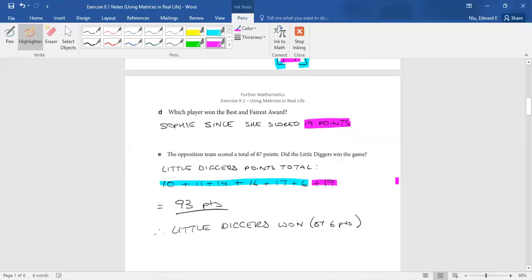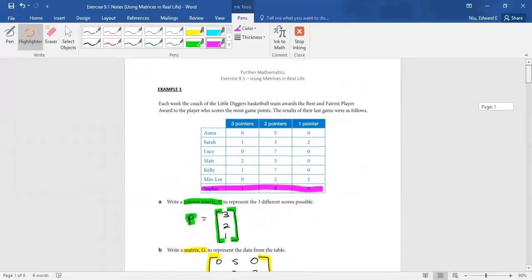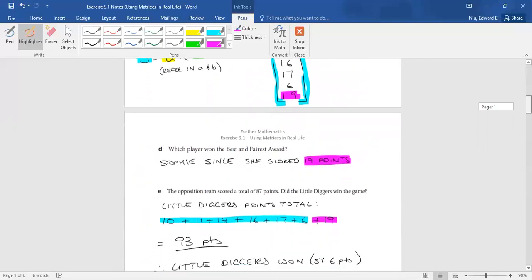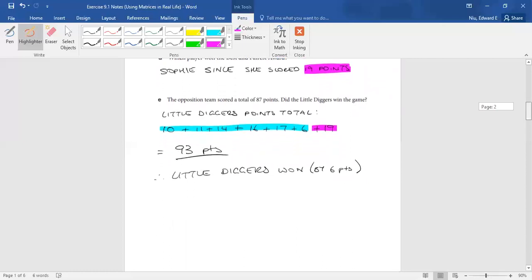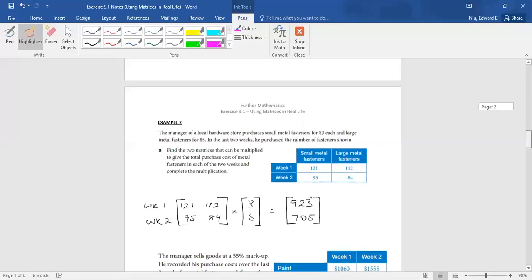All right, if we add all those together, we get the total points that Little Digger scored, which is 93 points. And from there, we can say the Little Diggers won by 6 points because 93 is higher than 87. That's all for example 1. We've got 3 examples to get through, so I'm hoping the highlighting makes it a little bit clearer where we got the numbers from. Remember, it's really important you label the letters that they want and get the row and column matrices right.